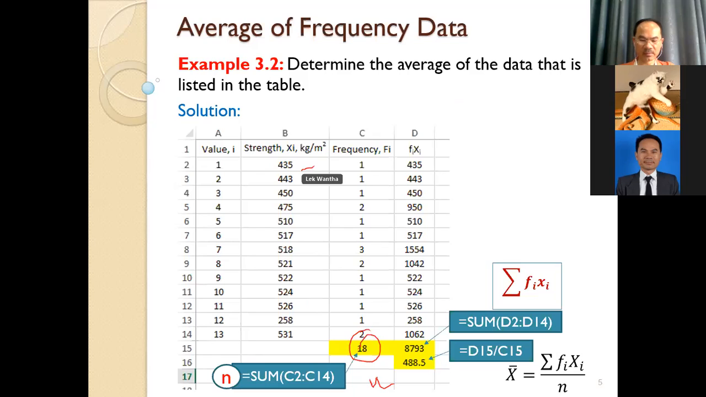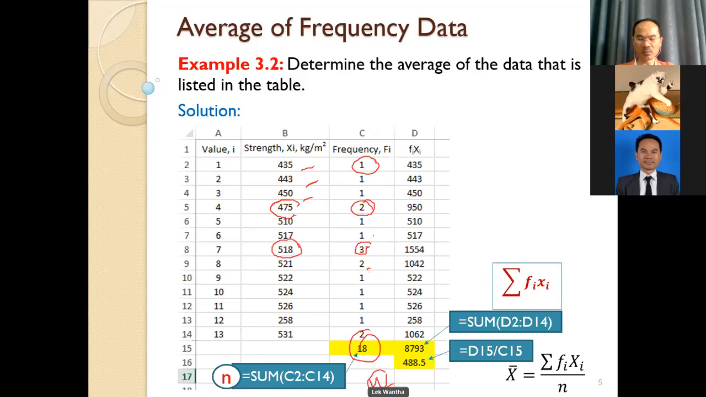435 is one piece of the material. We have this one also one, but we have 2 pieces of material. This material has the same strength value of 475. For this case, 518 strength, we have 3 materials. Okay, the sum is 8.